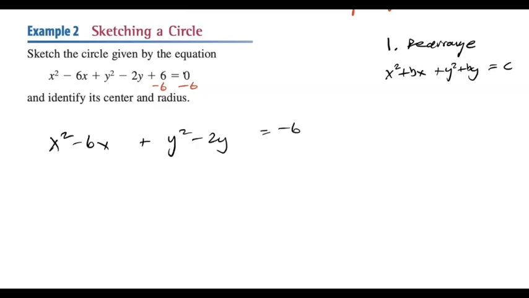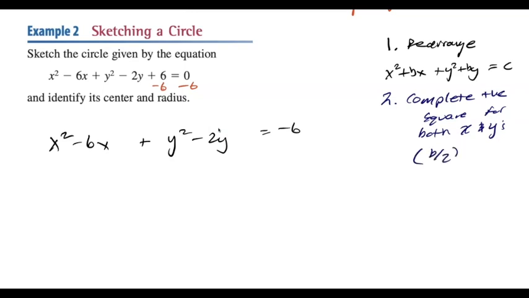And then step 2, we want to complete the square, for both x's and y's. So we're going to complete the square on both of these sides. Remember how to complete the square? You're going to add (b/2)² to both sides.